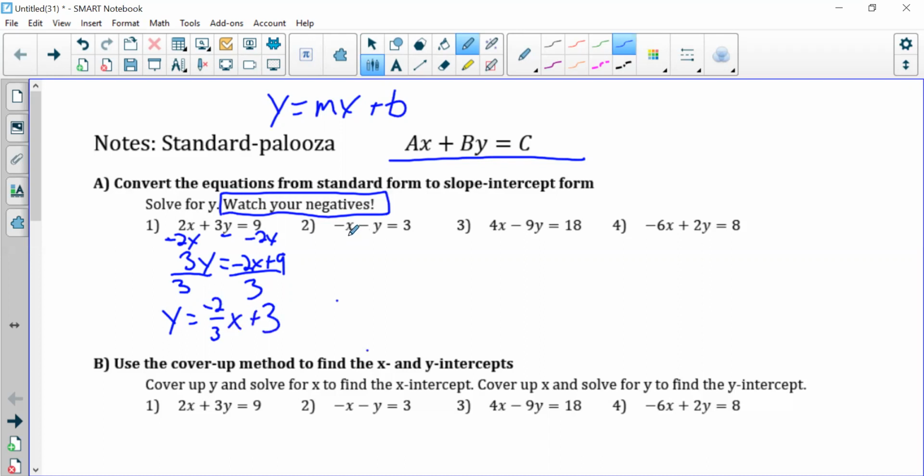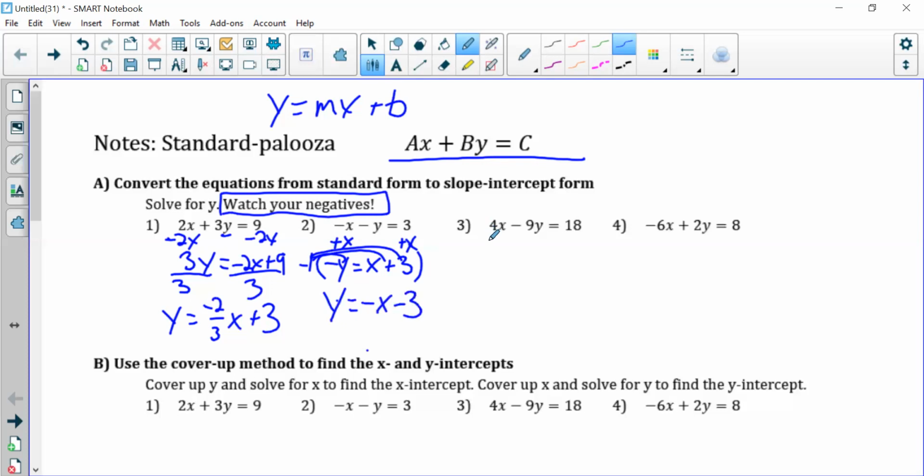All right, next equation. Once again, I want y by itself, so I'm going to add x to both sides. So I get negative y equals x plus 3. But I want to know what negative y is. I want to know what y is. So to get rid of the negative, I can either divide or multiply both sides by -1. I like multiplying personally, so I'm going to multiply both sides by -1. So this gives me y equals negative x minus 3.